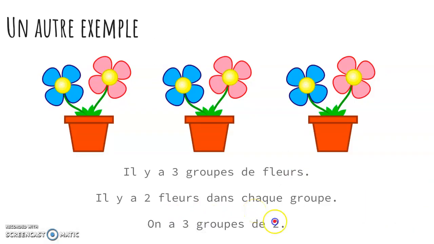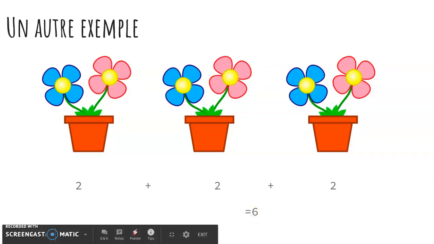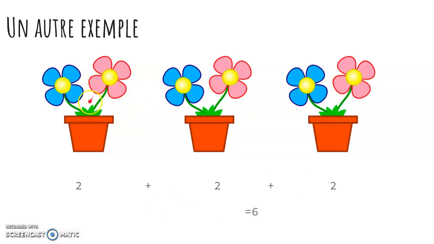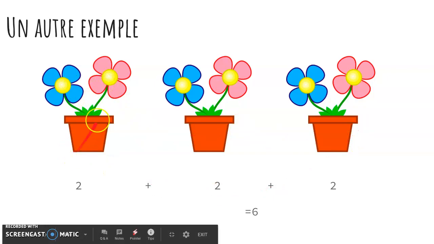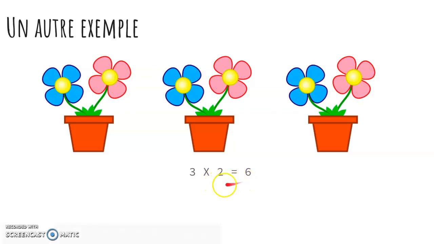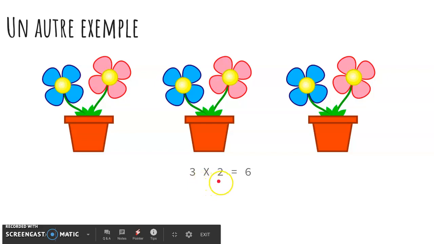We'll do another example, this time with flowers. So we have our 3 groups, and in each group there's 2 flowers. So 2 plus 2 plus 2 equals 6. 6 flowers in total. So in multiplication we can say 3 times 2 equals 6. So there's 3 groups, and in each group there's 2 flowers, so that makes 6 flowers in total. Again, 3 times 2 equals 6.